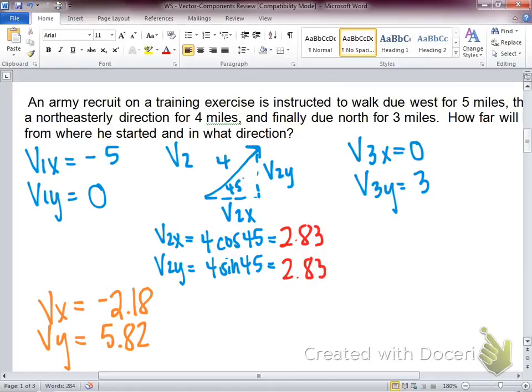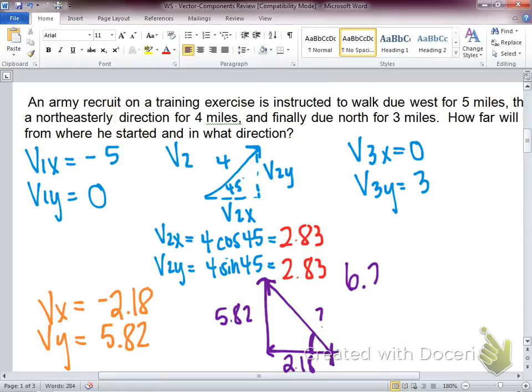Okay, are these the components that we had? Do they match pretty close at least? V sub x and v sub y. So what direction should my x component be going in my resultant? West. Good. Okay, so as I start putting this problem together, I want to go west and then north, because my v sub y is positive. So 5.82, 2.18. Find my hypotenuse and find 6 point what? Units. Miles. Good.